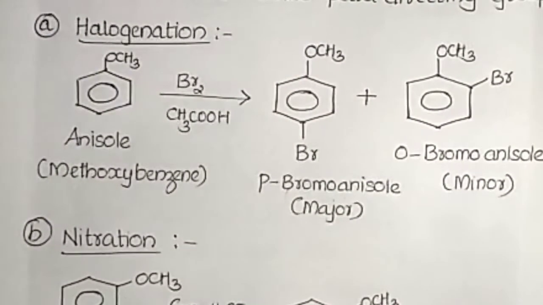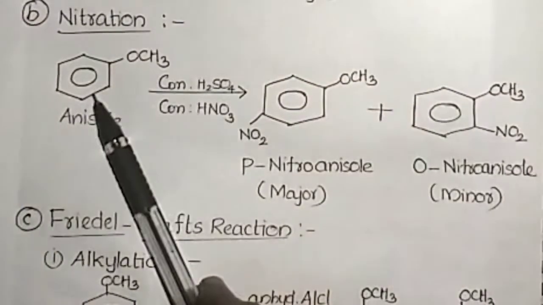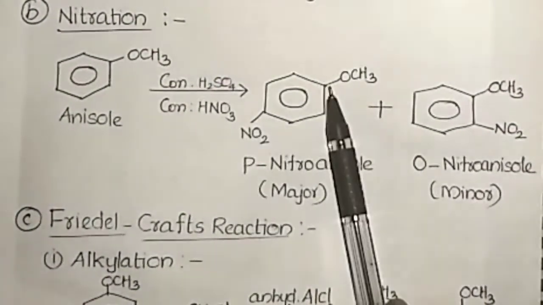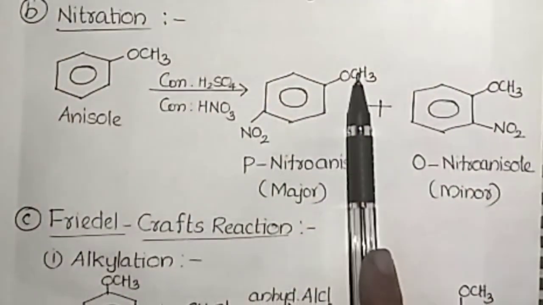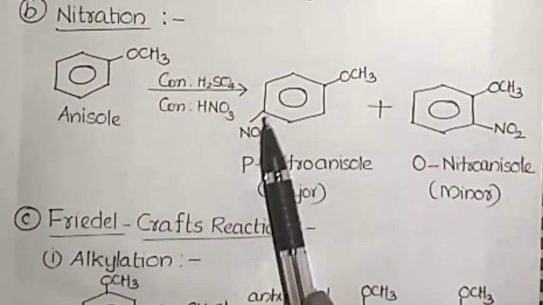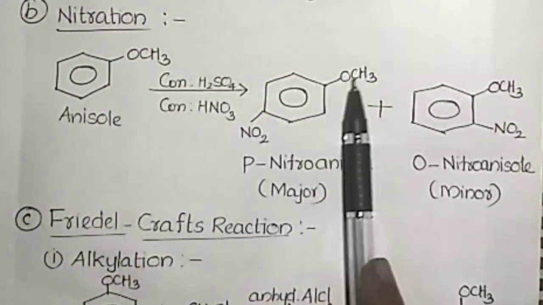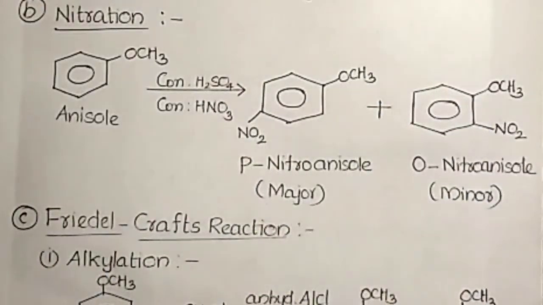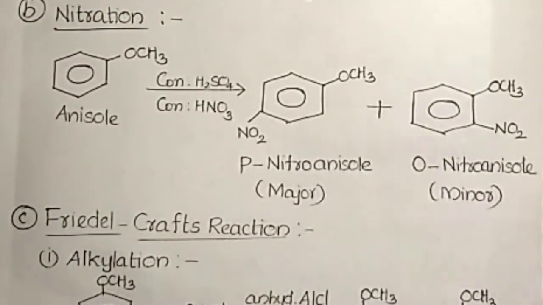Then on nitration, you add concentrated nitric acid and sulfuric acid. Anisole is taken, and the NO2 group is substituted at the ortho and para positions. The first major product has OCH3 and, at the para position opposite it, the NO2 group, giving para-nitroanisole. We get a mixture of para-nitroanisole and ortho-nitroanisole.